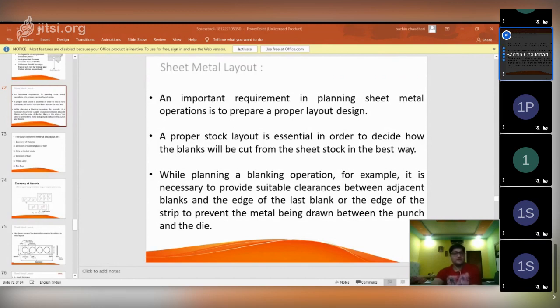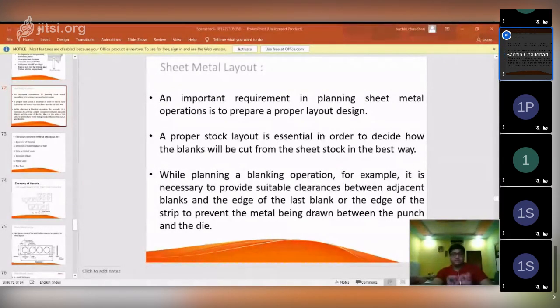Now let's look for the sheet metal layout. Okay, so for a particular press working operation or blanking operation or your piercing operation, how you can make the layout of your sheet, okay, to prepare a proper blank or proper pierce cut product. Okay, so sheet metal layout is an important parameter to be considered, okay, while using a sheet metal operation on a press machine.